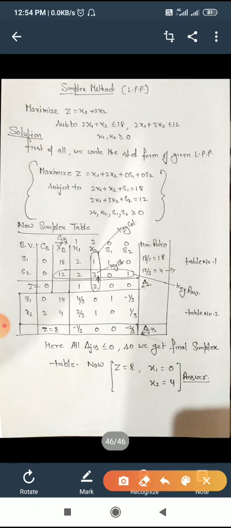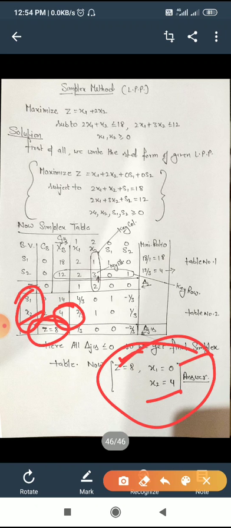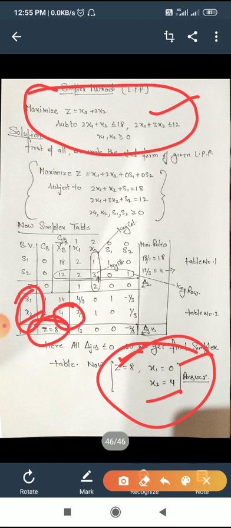So the answer of this question is z is equal to 8. In the final simplex table there is no x1, so x1 is 0 and x2 is 4. These are the answers of this simplex method. So if we have any mathematical model of LPP, we can solve this LPP using the simplex method. So this is the simplex method.